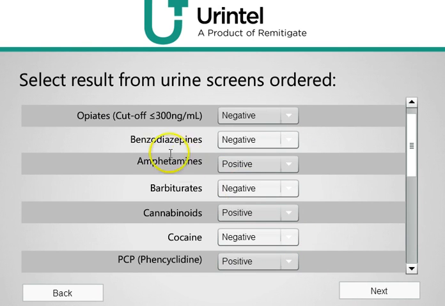So let's just review this. The patient had oxycodone 20 milligrams per day, opiates negative. The patient had alprazolam 2 milligrams per day, benzos negative. The patient was not prescribed amphetamines, result positive. Barbiturates were negative, cannabinoids not prescribed were positive, cocaine was negative, and PCP was positive. Doesn't look good for this patient.